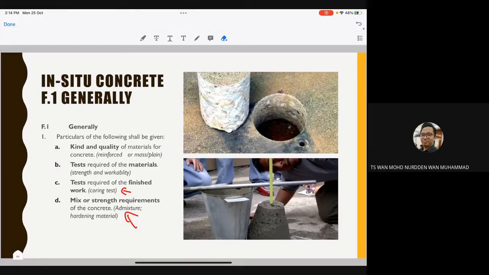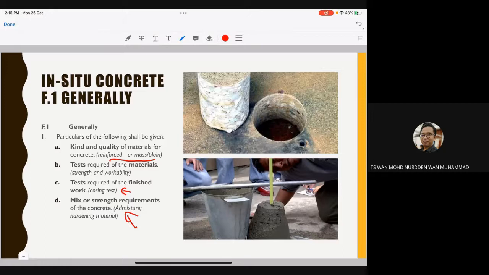So what other items shall be given? A, kind and quality of materials for concrete. For example, whether it is reinforced, mesh or plain. If it is reinforced concrete, it means the concrete has reinforcement, obviously. While for mesh or plain, it means our concrete contains only concrete, nothing else, for example reinforcement.